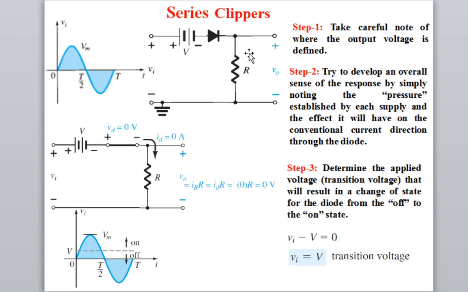If you are given such a series clipper problem, or any type of problem, and are asked to draw the output waveform, whether it is a series clipper, a parallel clipper, a positive clipper or a negative clipper, I have mentioned 3-4 steps on how to find it. So this is the problem, and you have to find the output voltage and draw the output waveform for this circuit, for this input and for this series clipper circuit.